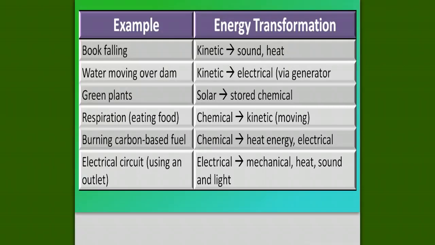Okay, these are examples that come straight from the state standards. You need to know these specific examples. Here's the example, a book falling. What kind of energy transformation is it? When a book falls, it's kinetic energy, energy of motion, changing into sound and heat. When water moves over a dam, that's kinetic energy of motion, changing into electrical via a generator.